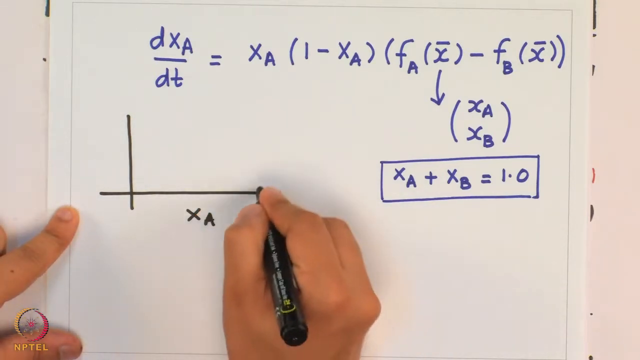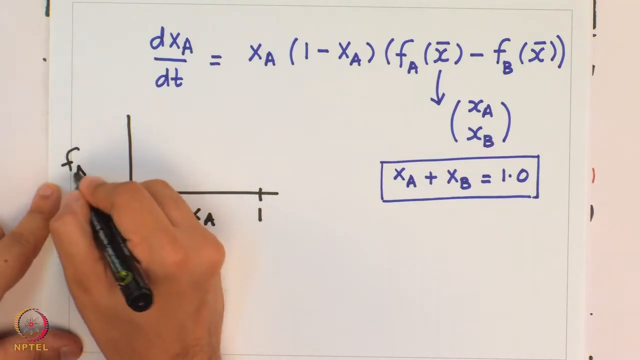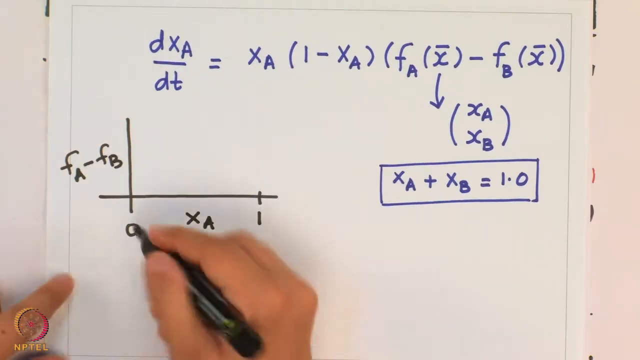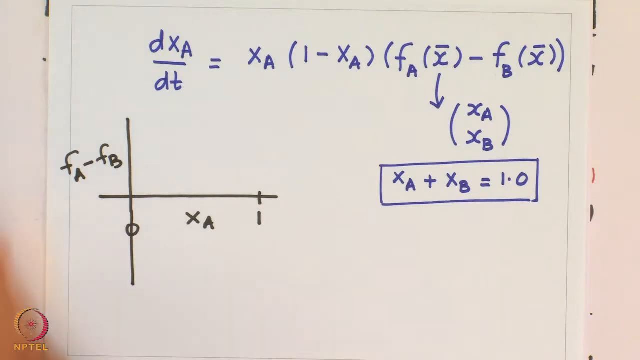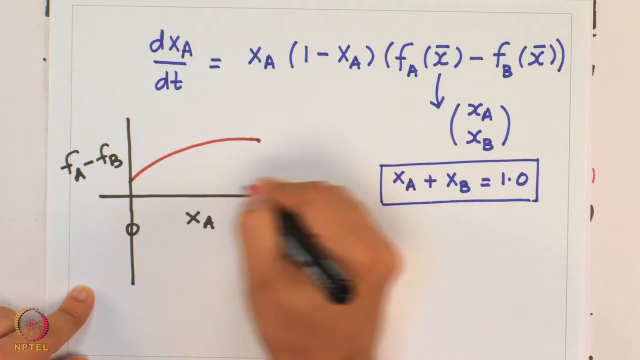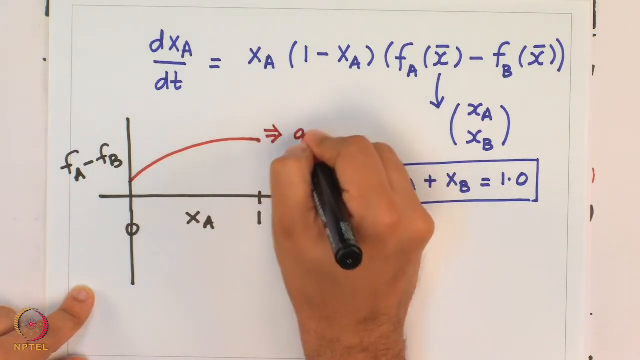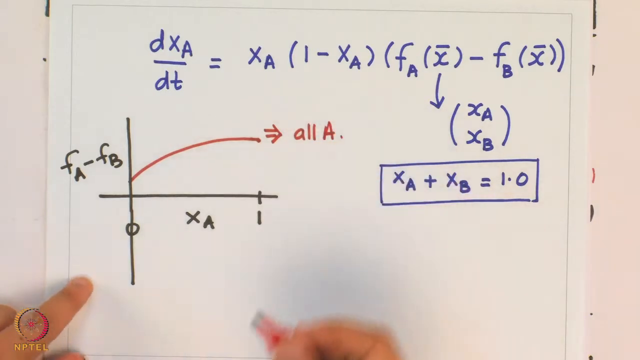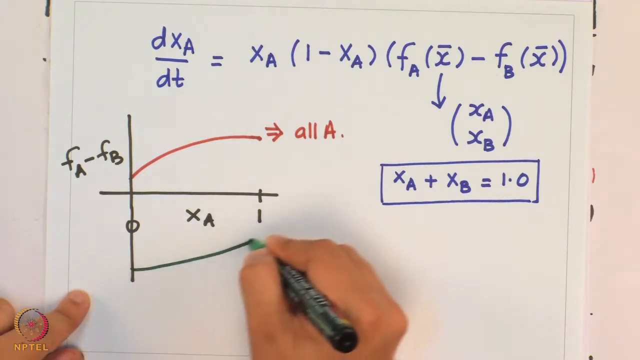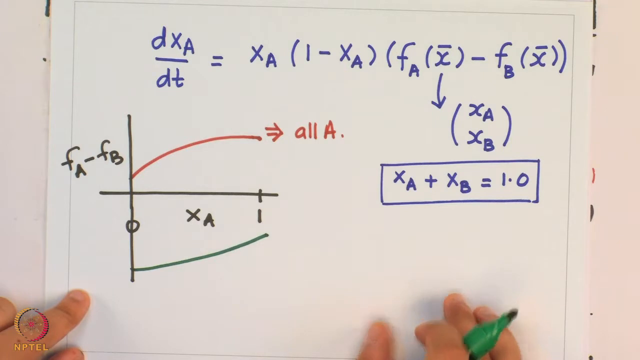So, then there are different relationships that can exist between Fa and Fb, and if I am looking at Xa going from 0 to 1 and on the y axis have Fa minus Fb, then we discussed a couple of cases. In case number 1, Fa minus Fb was always greater than 0 for all values of x, and this implied that in the environment it was all A. And in the other case that we did, Fa minus Fb was always less than 0 irrespective of what composition of the population we worked at.